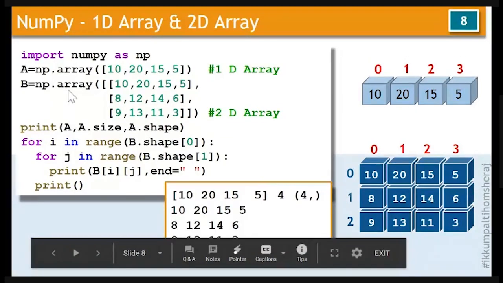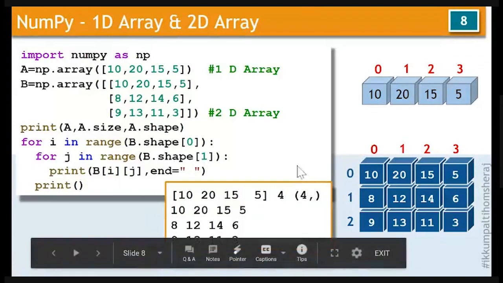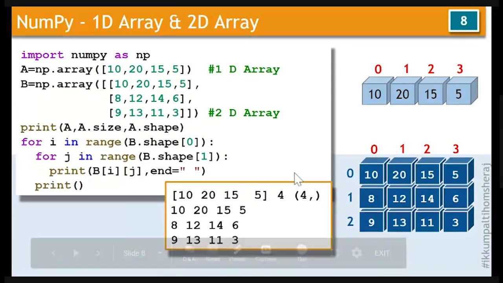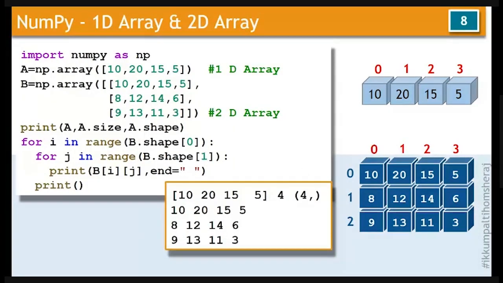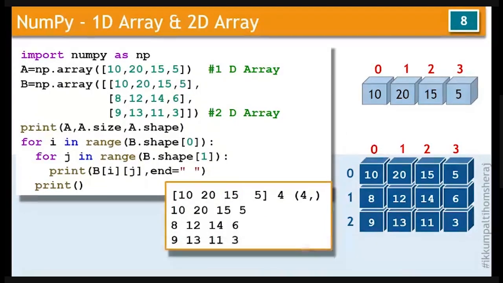For the second array, instead of displaying directly with print B, I have used a 2D array example with 2 loops. In this, I am writing for i in range b.shape[0]. So as I told you, shape is going to be a tuple in which each dimension's total number of values are stored one after another. So b.shape[0] is going to be the number of rows and b.shape[1] is going to carry the number of columns.